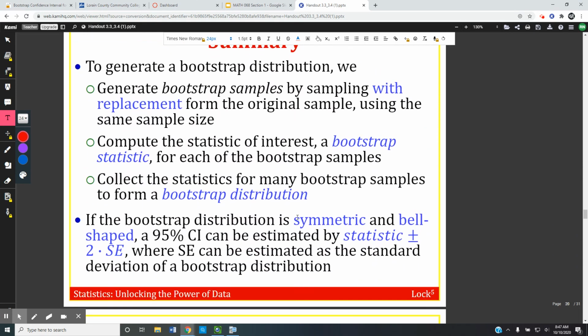In summary, to generate a bootstrap distribution, we would generate bootstrap samples by sampling with replacement. Notice that's blue and highlighted there for you. With replacement many times from the original sample using the same sample. We would compute the statistic of interest, a bootstrap sample statistic for each of these. We would collect the bootstrap samples, and then we would create a distribution, if it was bell-shaped and symmetrical, by taking the statistic and adding and subtracting 2 times the standard error.